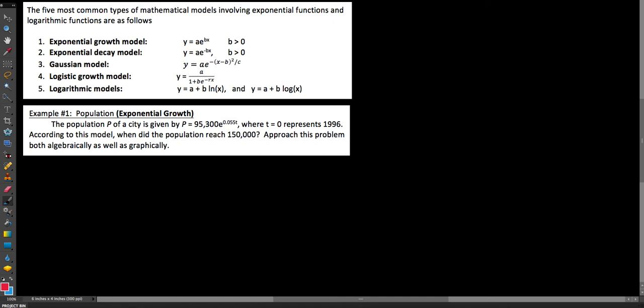Okay guys, this is our first video in our module on modeling using exponential growth and decay functions or with logarithmic functions. So we're looking at things that, if you looked at a relationship between two variables, if you had a function that had some sort of relationship like this, or maybe we have some sort of decay relationship here.